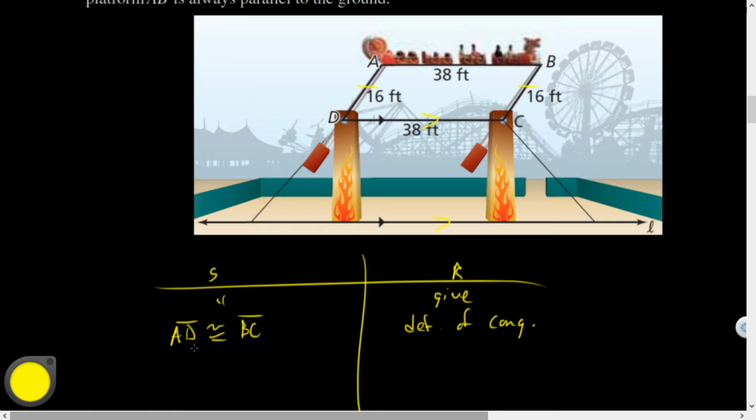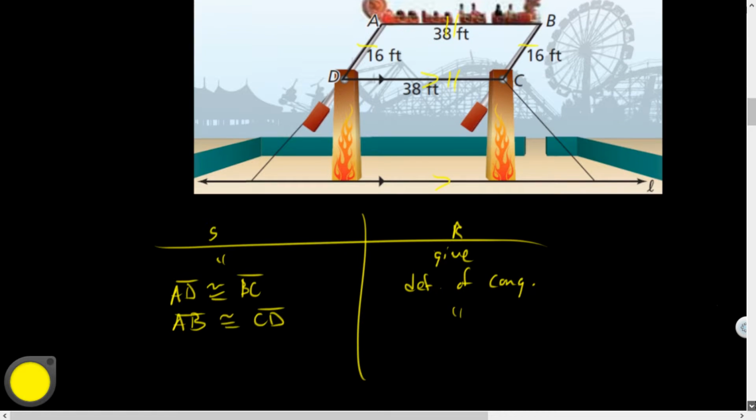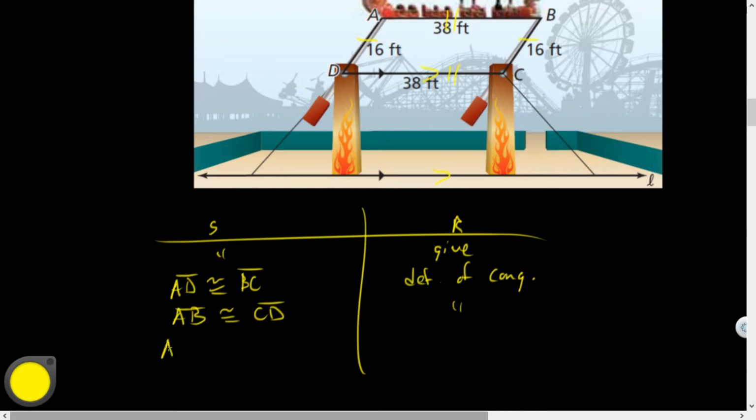For the same reason, I could say AB is congruent to CD, right? That's these two, by definition of congruent. I could then show that ABCD is a parallelogram. Here's my hieroglyphics version of parallelogram.